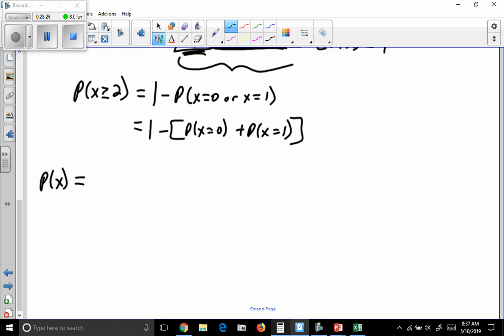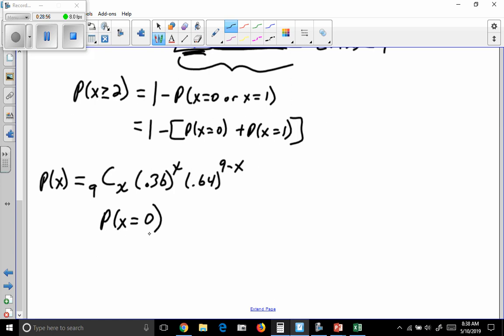Let's remember our probability function. We have 9 trials. The probability of success is 36%. The probability of failure is 64%. So if you tell me how many successes we're looking for, we put that in for x, and then we can calculate the probability of that number of successes. So let's find out: what's the probability that none of the 9 people are in favor of drones?